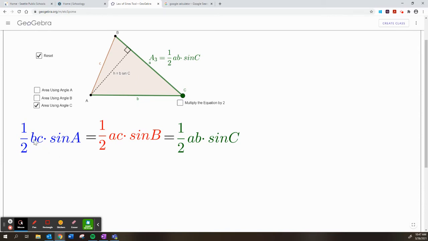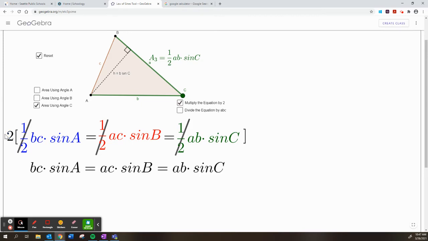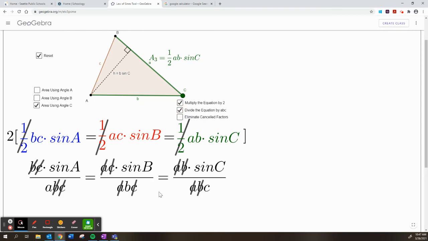Since it's an equation, we can simplify this equation doing anything we want. So the first thing that I would do is just multiply by 2 so that we can cancel out the 1/2. And then we have BC times the sine of A equals AC times the sine of B equals AB times the sine of C. And then if you just divide everything by the same factor, which in our case is ABC, you can cancel out a bunch of terms. The B's cancel and the C's cancel on the first one, and so on.